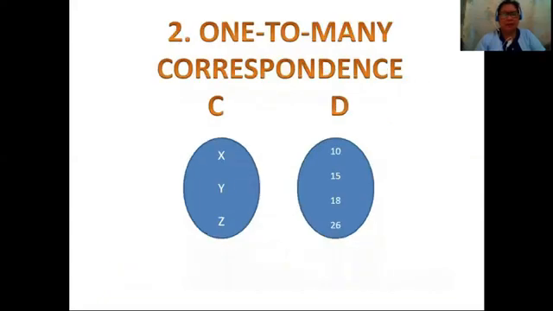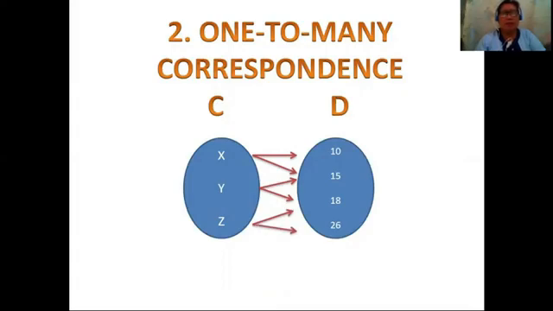Let us have the next one, the one-to-many correspondence. You are given set C with elements X, Y, Z, set D with elements 10, 15, 18, 26. X corresponds to 10, and still X corresponds to 15. Y corresponds to 15, and Y corresponds to 18. Z corresponds to 18, and Z corresponds to 26.